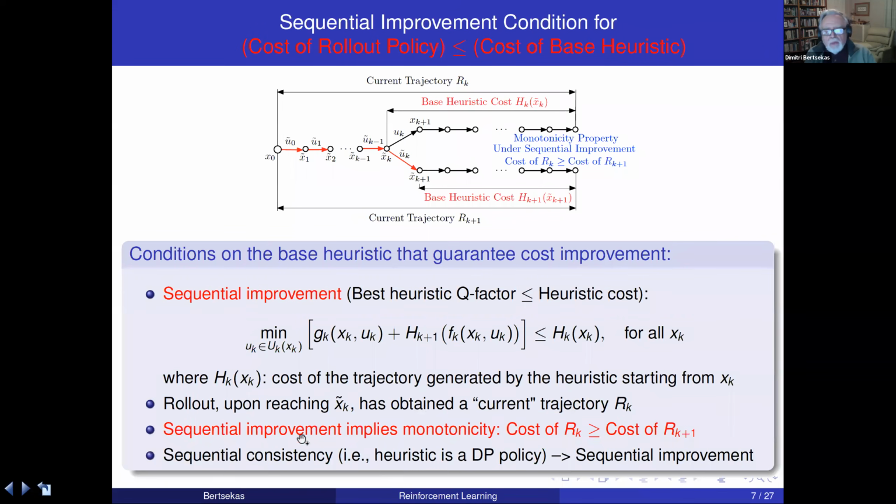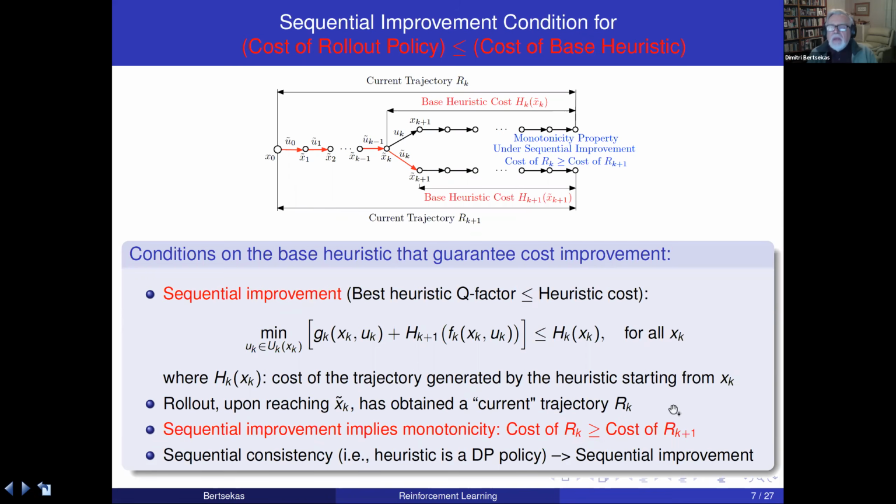There is also another property, sequential consistency, which we'll not discuss very much in this lecture, at least for deterministic problems, in which case the heuristic satisfies a stronger condition. It must be a dynamic programming policy. And it's easy to see that sequential consistency implies sequential improvement. Okay, so the main thing I want to take out from this slide is that there are some trajectories being generated at every step, and these have costs that are monotonically non-increasing.